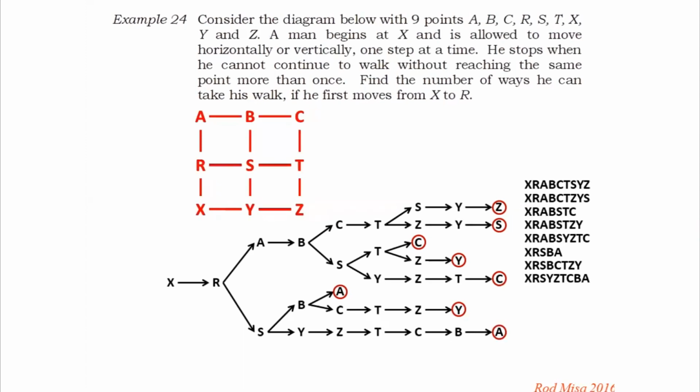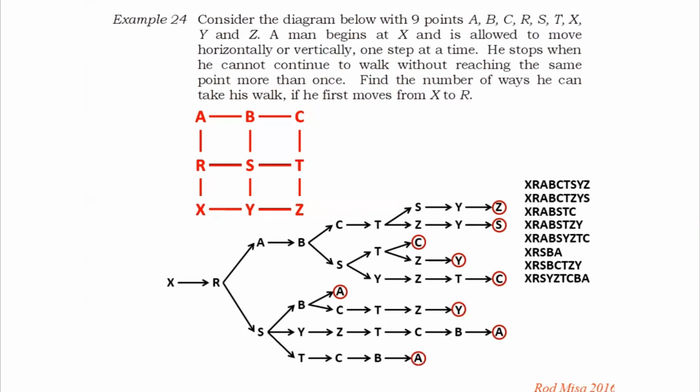But suppose he started at point X and then moved to point R and then point S, but instead of moving to points B or Y, he moves to point T and then point T to point C, then point B, point A, and he stops at that point because he has passed already the points B and R.